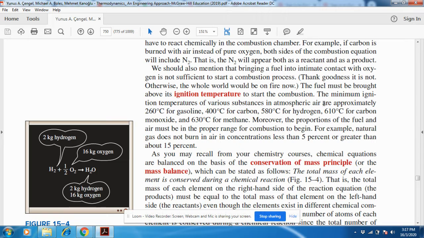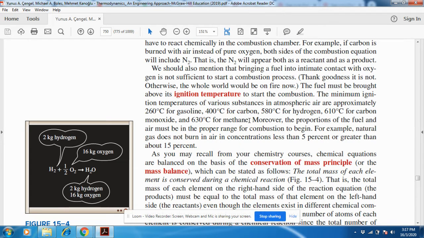Over here, we are having this information. This temperature is technically given the name ignition temperature, and the minimum ignition temperature for gasoline, petrol, is 260 degrees Celsius. Same is 400 degrees Celsius for carbon, 580 degrees Celsius for hydrogen, 610 degrees Celsius for carbon monoxide, and so on. So we need a supply of fuel, we need a supply of oxygen, and we need to bring the fuel and oxygen source to certain temperature levels so that the combustion process is going to initiate.